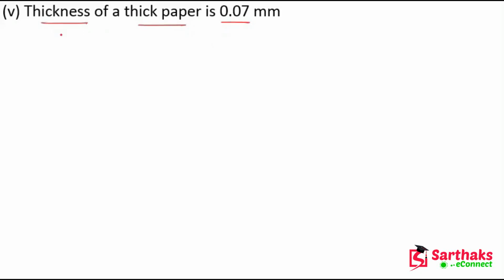0.07 mm. Okay, so again, we can easily convert it into this. How many digits after the decimal are there? This is 2. So we can write 7 into 10 raised to power minus 2. Got it? Understand, my dear friend?